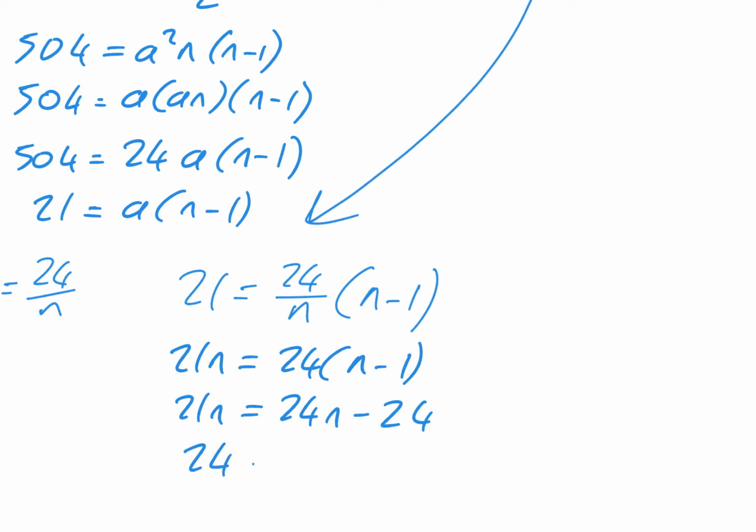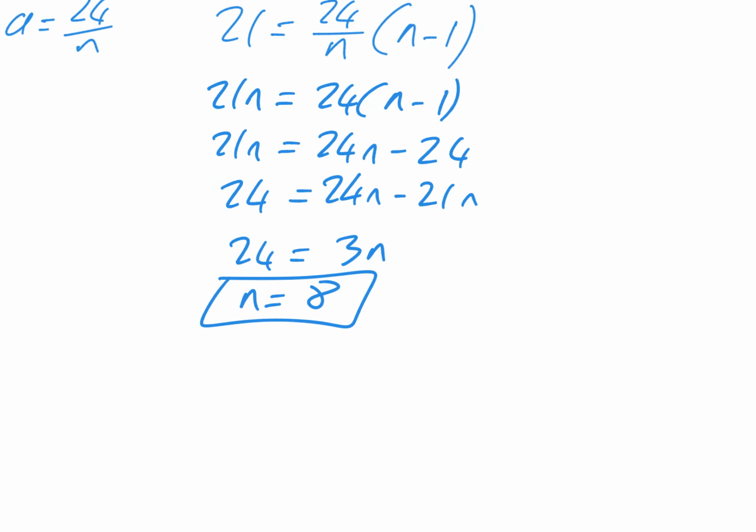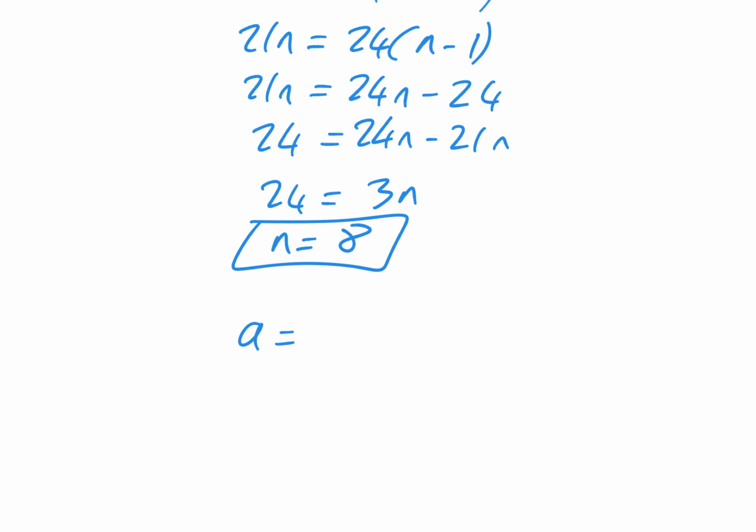Bring the 24 across, it becomes positive. Bring the 21n across, you'll have 24n minus 21n. So you'll have 24 is equal to 3n. N then equals 24 divided by 3, n equals 8. And your a, remember, was equal to 24 divided by n. So a is equal to 24 divided by 8. Therefore, your a is equal to 3.